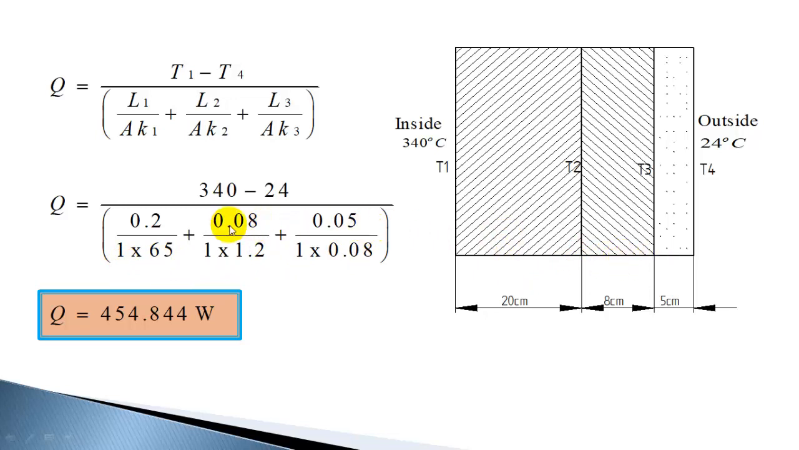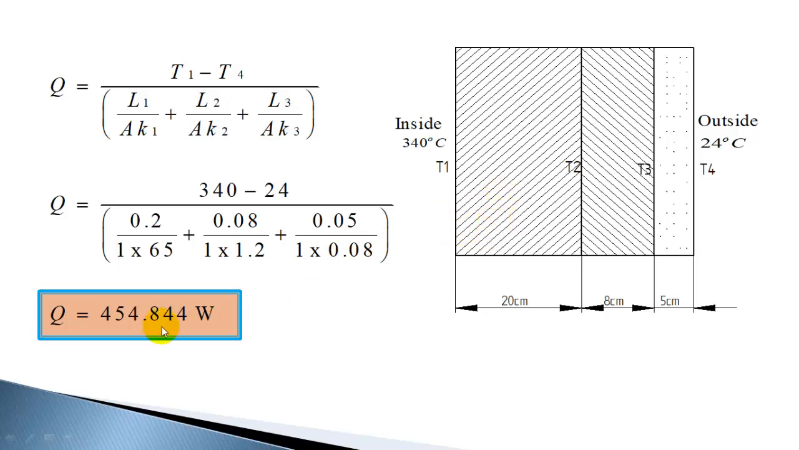Second layer, the thickness is 8 centimeter or 0.08 meter. Again, area is taken as unit and the thermal conductivity is 1.2 watts per meter Kelvin. Third layer 5 centimeter is 0.05 and area is 1 and thermal conductivity is 0.08 watts per meter Kelvin. So substituting that, you will get the rate of heat flow as 454.844 watts. So this is per unit area of the composite wall.